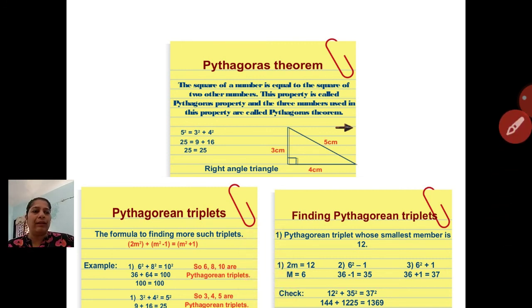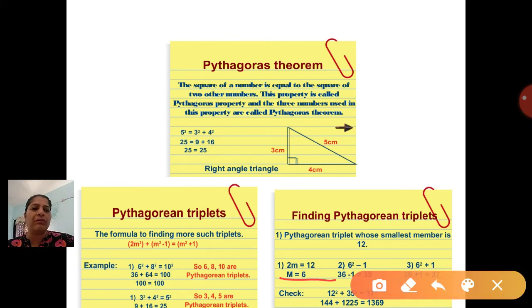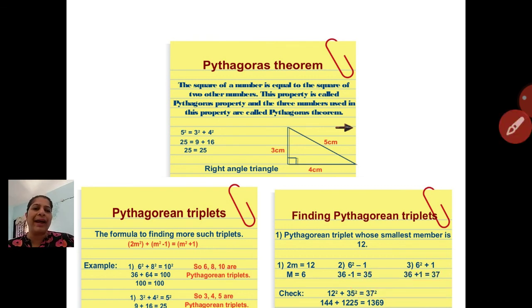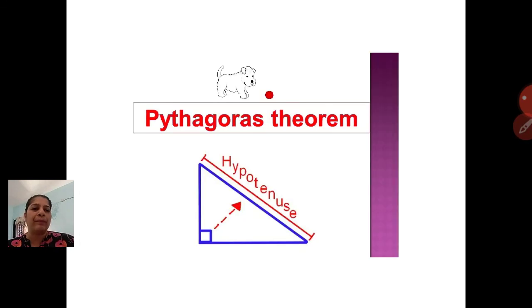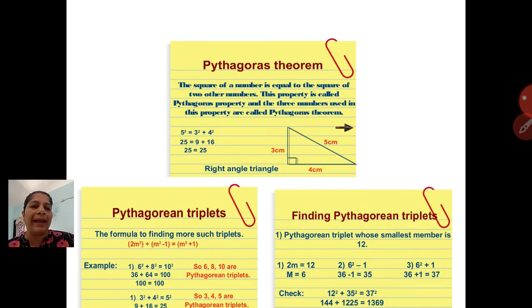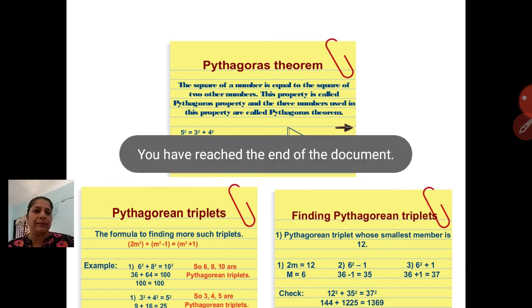2m equals 12. What have we taken first? 2m equals 12. So 12 divided by 2, m is equal to 6. Then the next step is m square minus 1. Since m is 6, 6 square minus 1 is equal to 35. Same way, 6 square plus 1 is equal to 37. So our Pythagorean triplet is 12, 35 and 37. So in this way we can find the Pythagorean triplet.